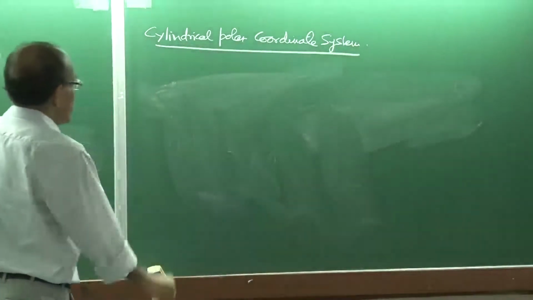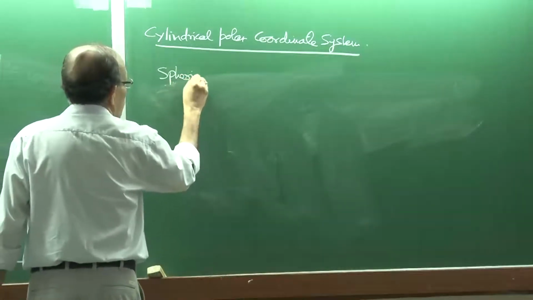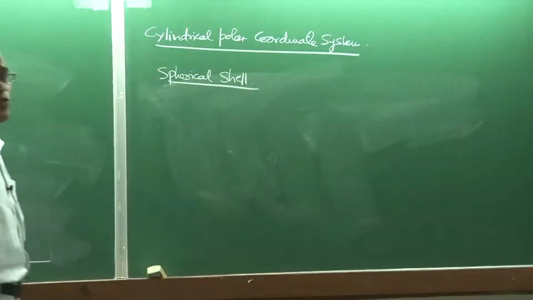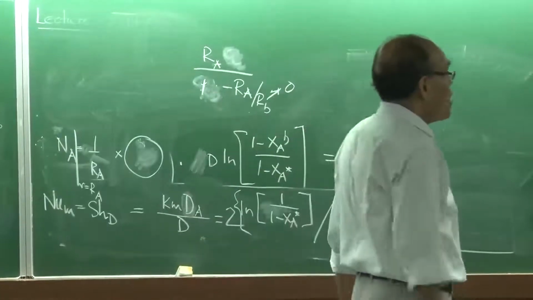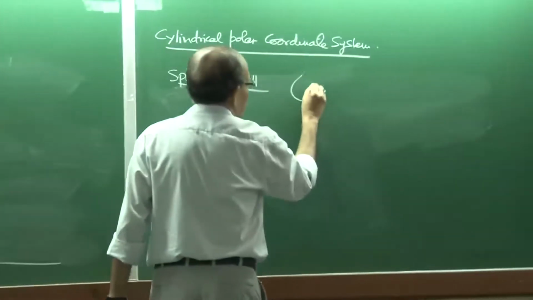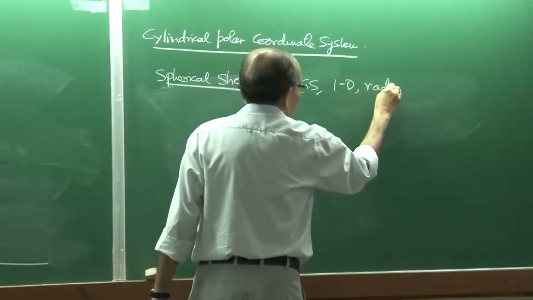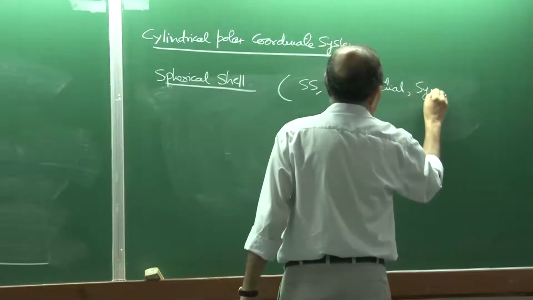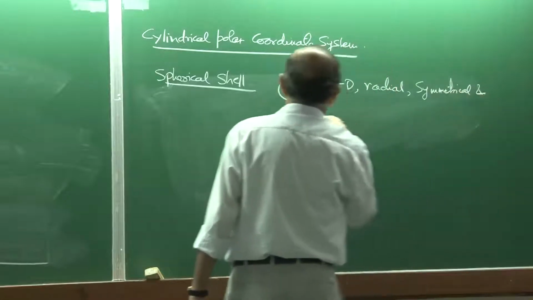And we can illustrate it with diffusion through a spherical shell. Radial diffusion through a spherical shell. The cylinder is treated to be an infinitely long cylinder, so the axial direction mass transfer does not come. So the situation that you want to analyze is steady state, 1D radial, symmetrical, and infinitely long cylinder.